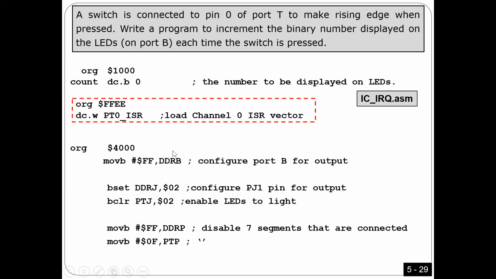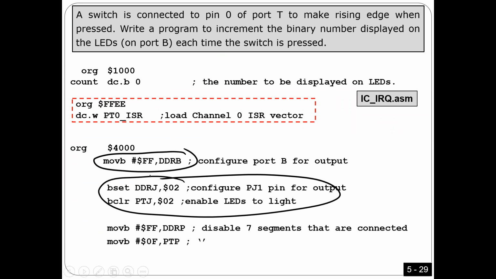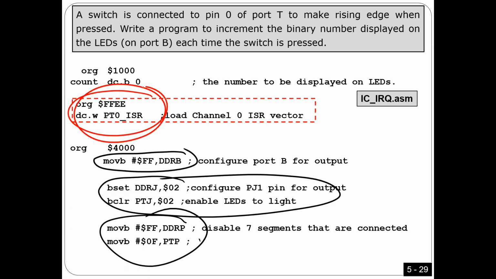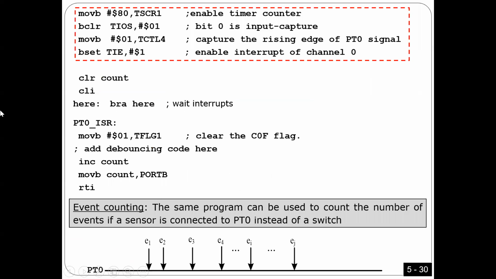Okay. Number 1 here, you have to do configuration for port B because I'm going to use port B. You have to enable LEDs. You have to disable 7 segment. That's very simple. Also, I'm going to write this part here for the interrupts of channel 0, right? This is the configuration I did.